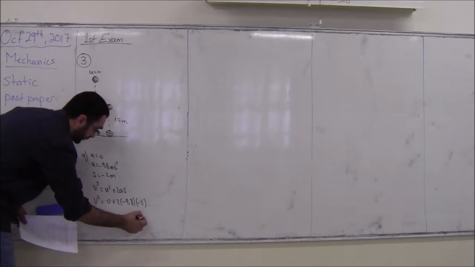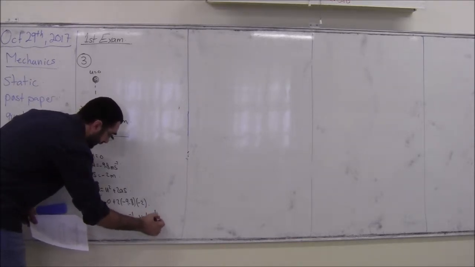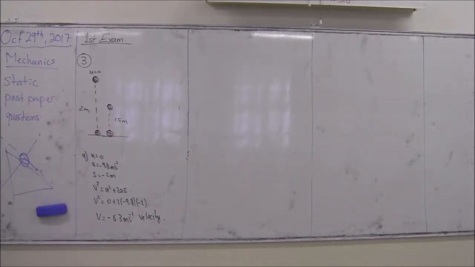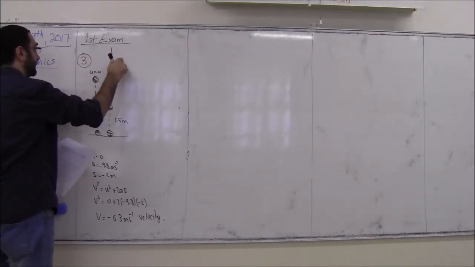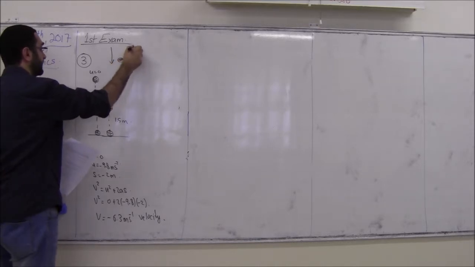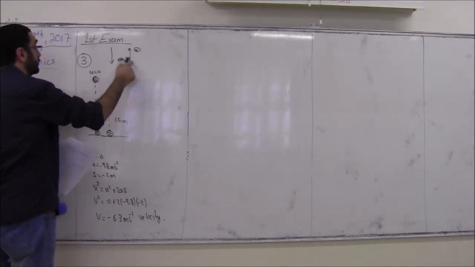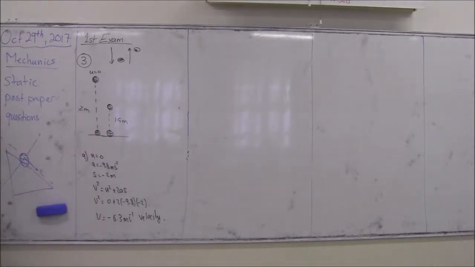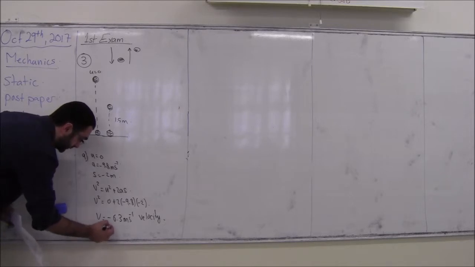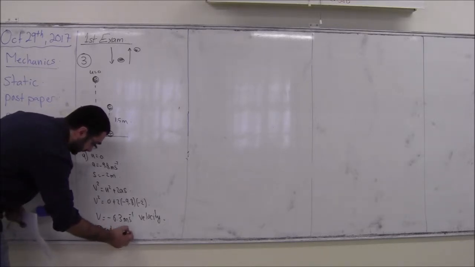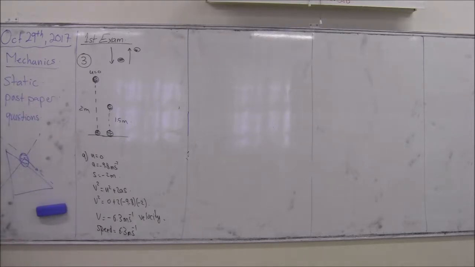As velocity, it would be negative because I took the downward direction as negative, and upward is positive. Please don't forget to show the examiner these directions, okay? Positive direction. And as a speed, because we are asked about speed, the speed equals 6.3.